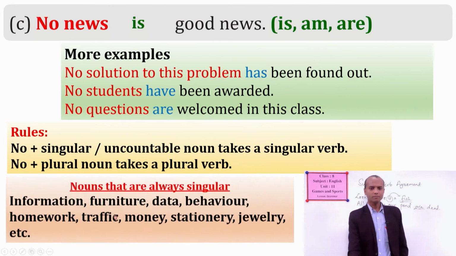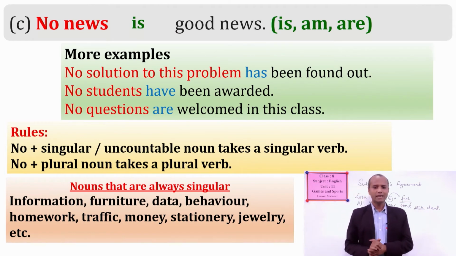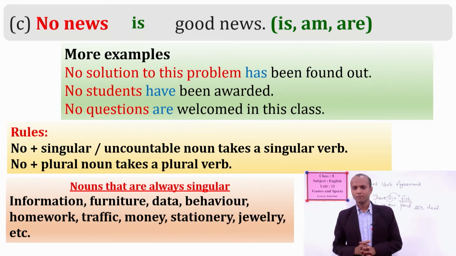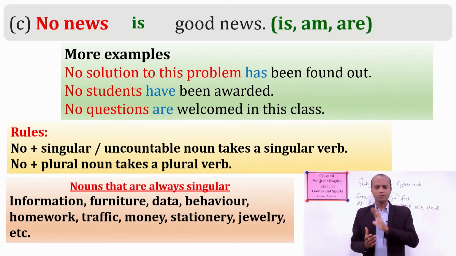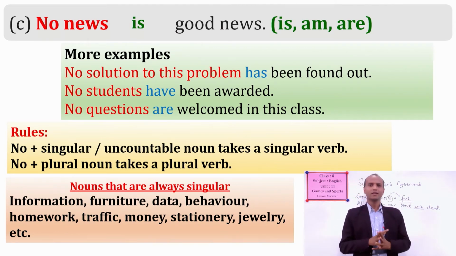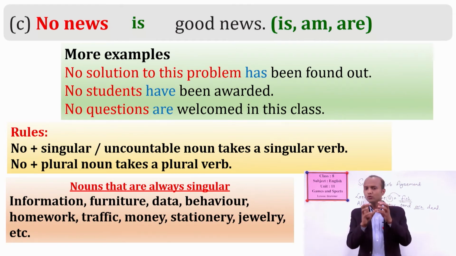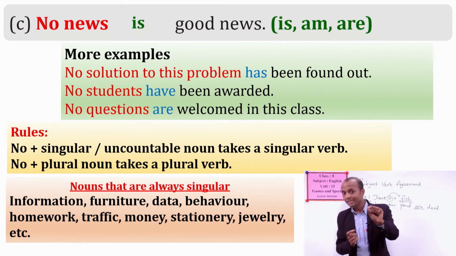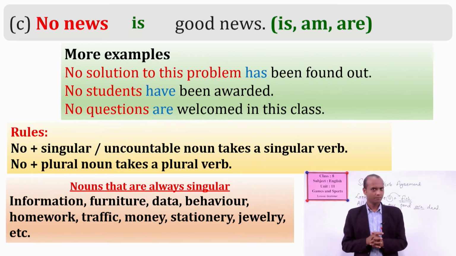Okay. So, I have just enlisted some of the nouns that are always singular. What are they? Information. You cannot make it plural. Got it? Furniture, data, behavior, homework, traffic, money, stationery, jewelry, etc. We can add more. These are just examples. Please remember to use a singular verb with these nouns. Information is, furniture is, data is, etc.